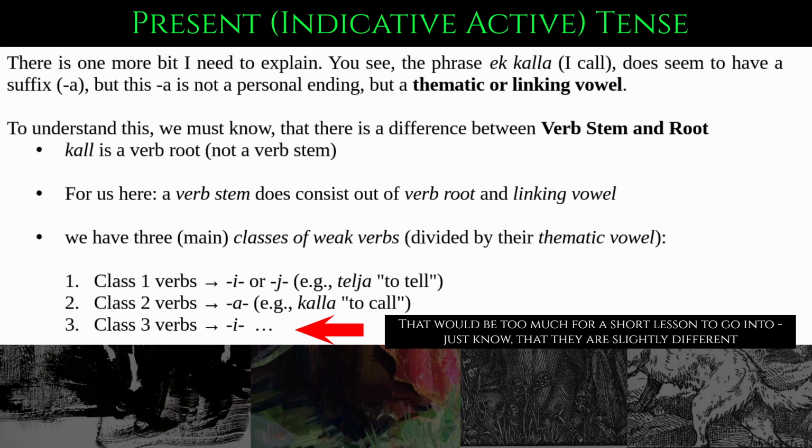We have more or less three main classes of weak verbs, which are, you guessed it, divided by their thematic vowel. So we have class 1 verbs. They have e or y, for example, telja, which means to tell. Then class 2 verbs. Those are the ones with a, for example, kalla. And then we have class 3 verbs, which somehow also have e. It would be too much to go into detail. Just know they are slightly different.